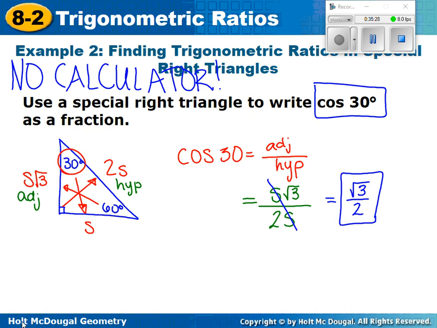Now check it. Grab your calculator. Type in cosine 30. Now type in square root of 3 divided by 2. No, hit cosine 30, enter. Find the cosine of 30. Now type in square root of 3 over 2 and hit enter.